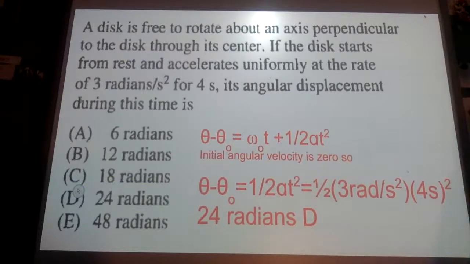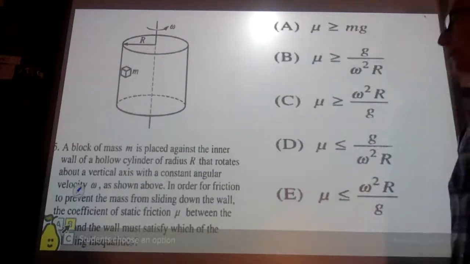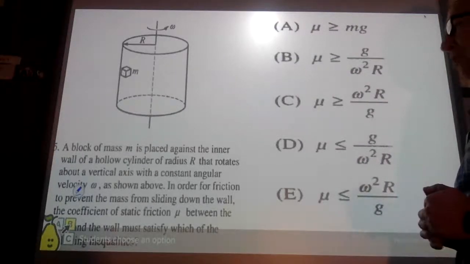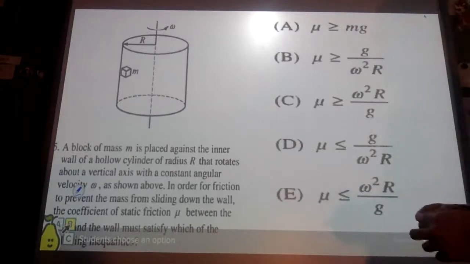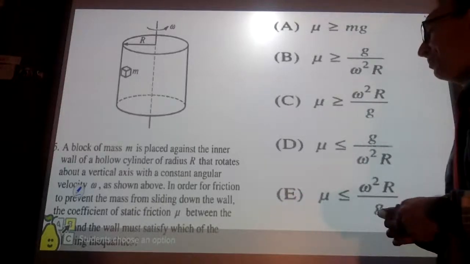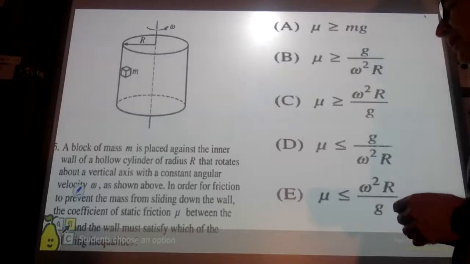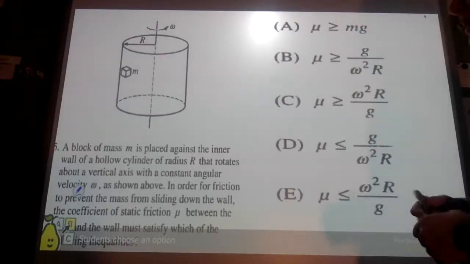This next one isn't. That's why I felt like I needed to do this on here, because it's going to take some space. All right, a block of mass M is placed against the inner wall of a hollow cylinder of radius r that rotates about a vertical axis with a constant angular velocity omega, as shown above. In order for friction to prevent the mass from sliding down the wall, the coefficient of static friction mu between the block and the wall must satisfy which of the following inequalities?